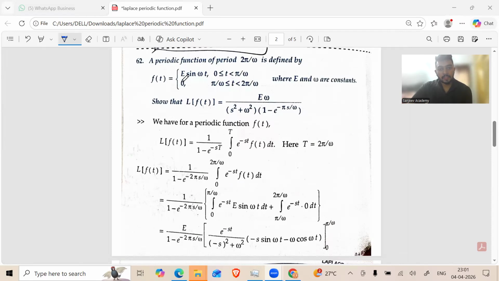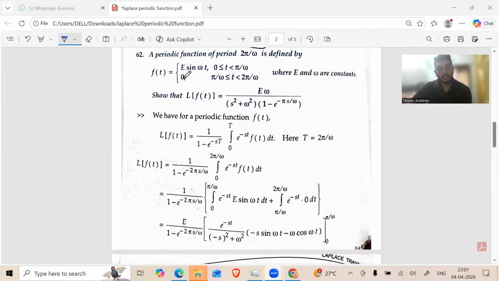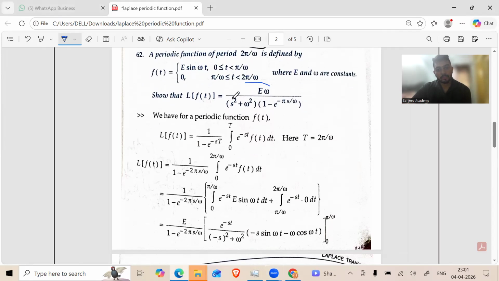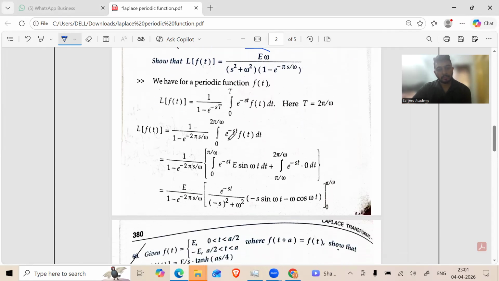So the last one is this one. E sin omega t. So what happens in this question is L of f of t is 1 by 1 minus e power minus sT. The same formula you would write, correct? 0 to 2 pi by omega. That you have to write out.